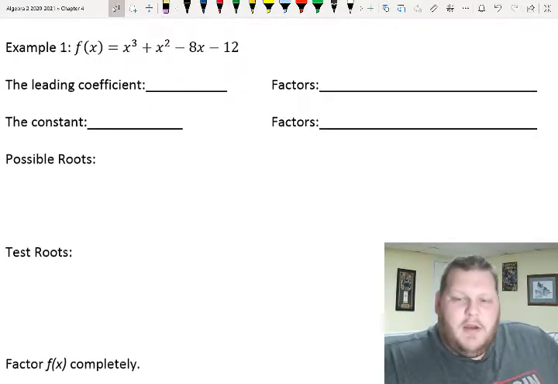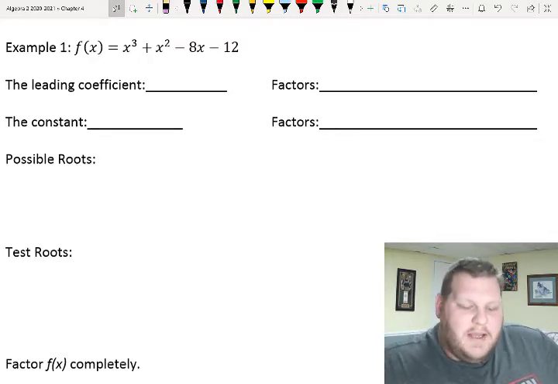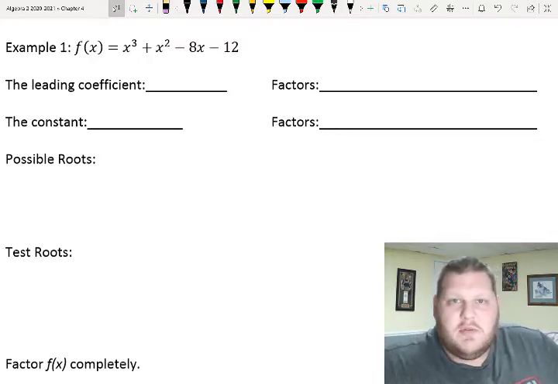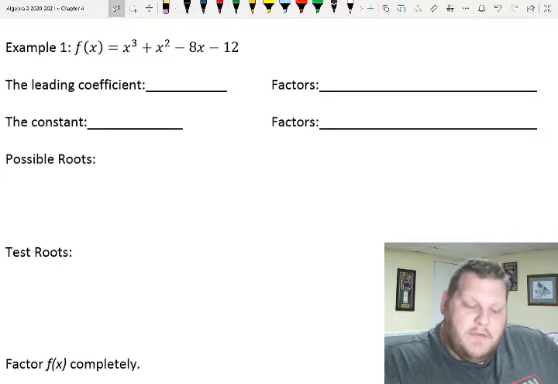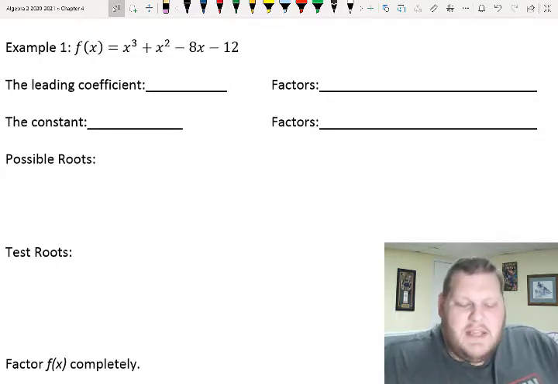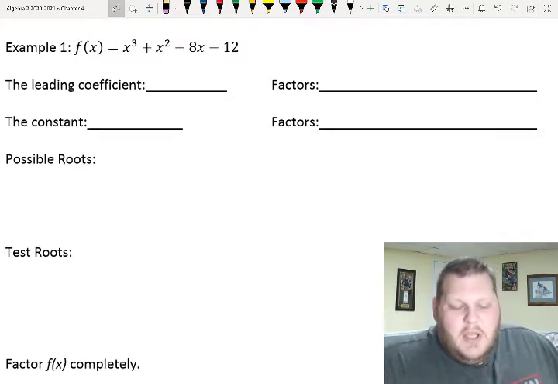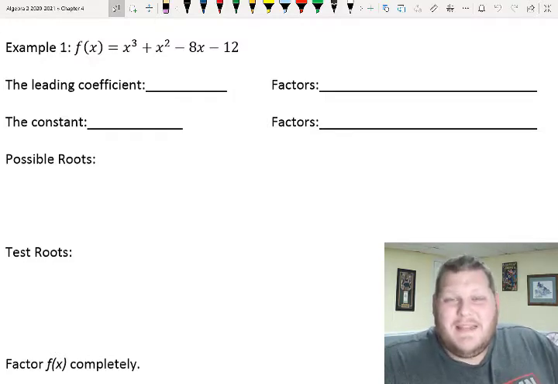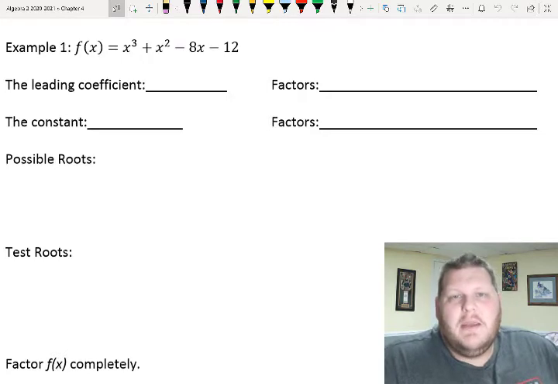So example number 1, our function is f of x equals x cubed plus x squared minus 8x minus 12. And again, if we tried factoring this using the tools that we know, since there's 4 terms, what I would think first would be factor by grouping. I do have GCFs between the first 2 and the last 2. But if I tried factor by grouping, we would see that those parentheses that I want to be the same in order to do factor by grouping, it doesn't work. So I can't do factor by grouping here.